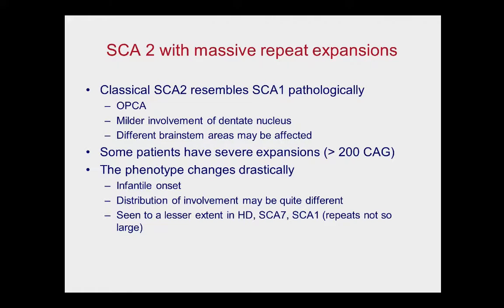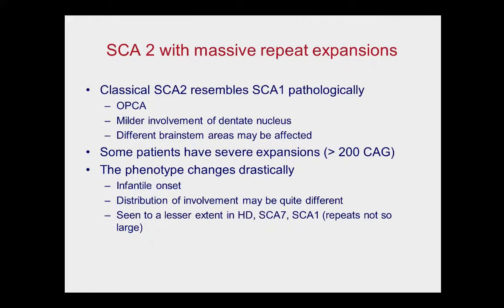And the patient with 82 or 83 repeats actually had a funny looking disease. She was a kid who developed ataxia at age 4, died at age 10, and had no pontine involvement whatsoever. So it did not look like classical SCA1. But these kids with the massive expansions in SCA2 really look different. They have an infantile onset. Some of them have almost no cerebellar involvement at all. Some of them have some.